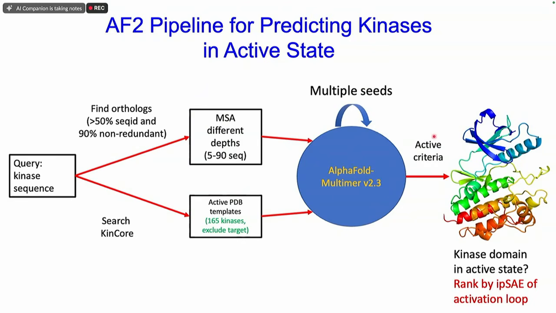We get a whole bunch of models. We run it many times. Some of the models will be active, some of them won't be. But we use our criteria on the models and say, okay, these are active models. So now we've made active models of each of the kinases. And we use our ipSAE score, kind of an intramolecular version of it, where we score the activation loop by aligning on residues in the rest of the kinase domain. Remember, you align on one residue and you score the predicted aligned error to all the other residues. So those residues are in the activation loop. That's our ipSAE score, intramolecular version of it.